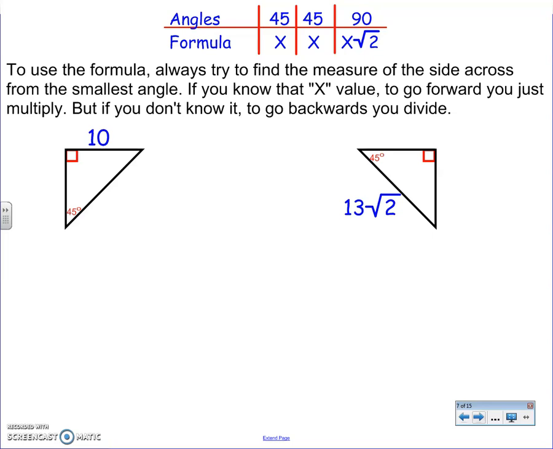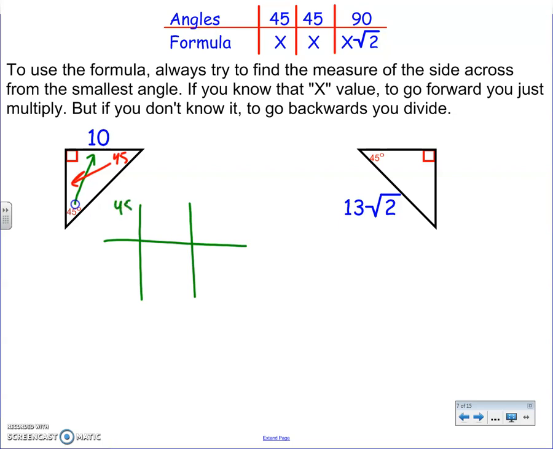Here on this left side, we have a 45-degree angle across the 10. Remember, if this is 45 and that's 90, then this other angle right here is also 45. So across this 45 will be some number. So let me do it like this. I'm going to draw the chart. I like doing this.